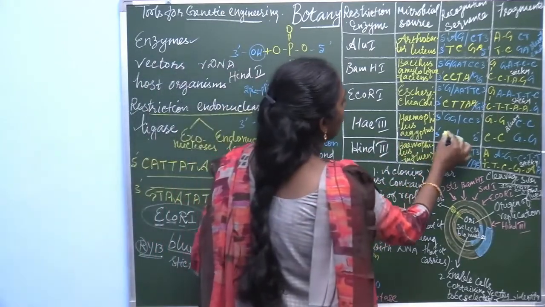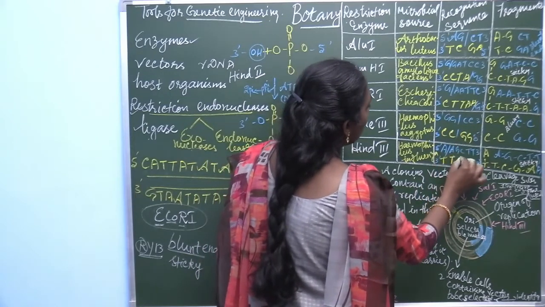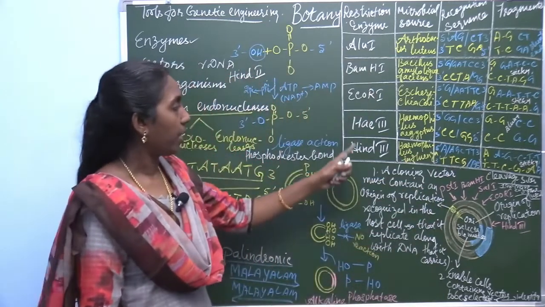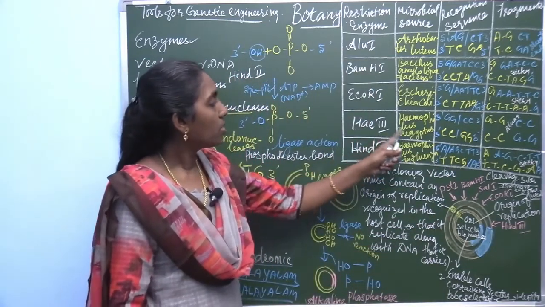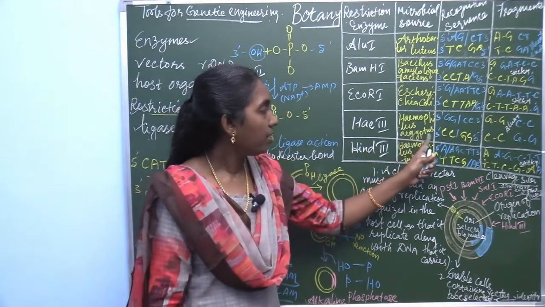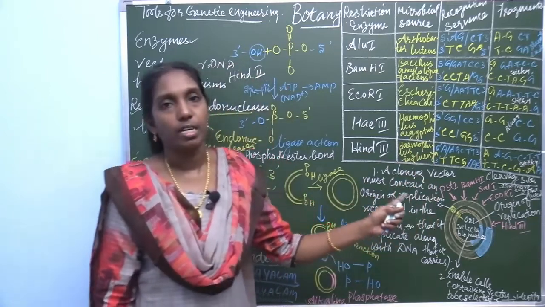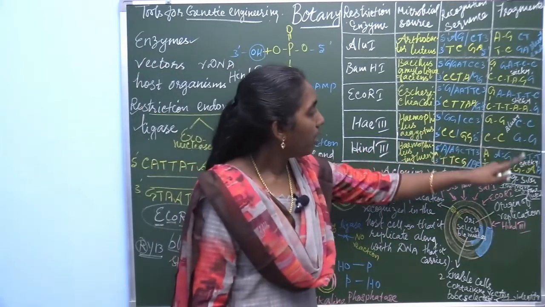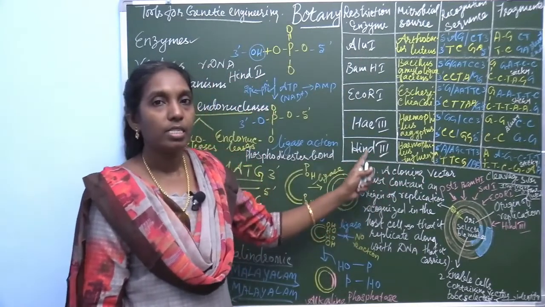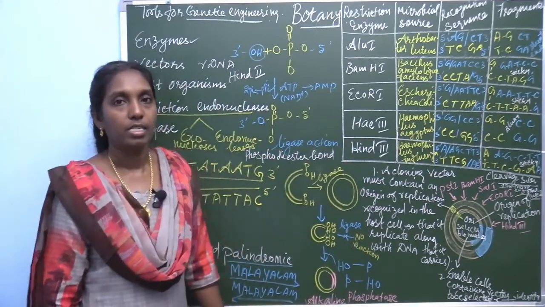And here C, C, G, G. Here T, T, C, G is the complementary pair. Then the source of this enzyme, HaeIII, is Haemophilus aegyptius. HindIII is from Haemophilus influenzae. So this is the blunt end, this is the sticky end. The recognition fragment is here sticky end, here blunt end. Hope that you understand it.